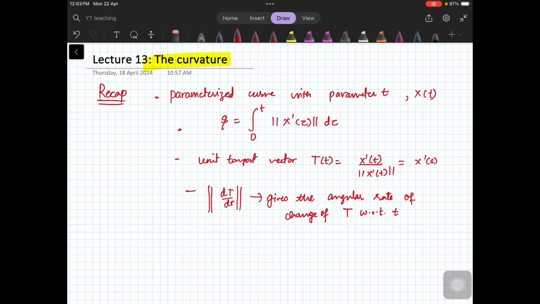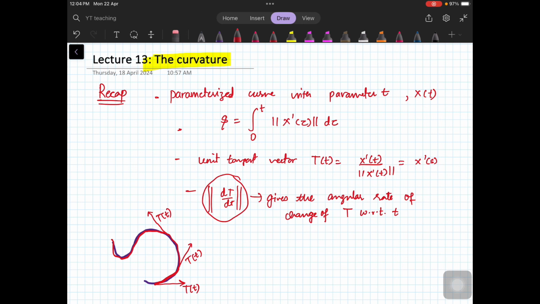It means that if you look at this curve, so you have a curve like this. If you are standing at this point, this is your unit tangent vector. If you are standing at this point, this is the unit tangent vector's direction. So you can see that the unit tangent vector is changing. So what is the angular rate of change of this unit tangent vector with respect to the parameter t? That is denoted by dT/dt. That makes sense, right? This is how we do something like rate of change.